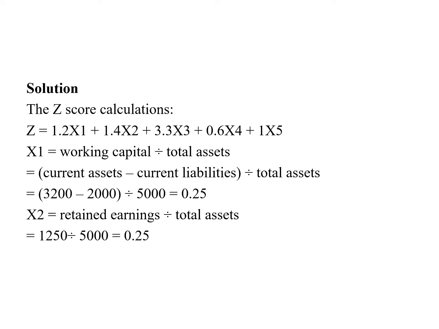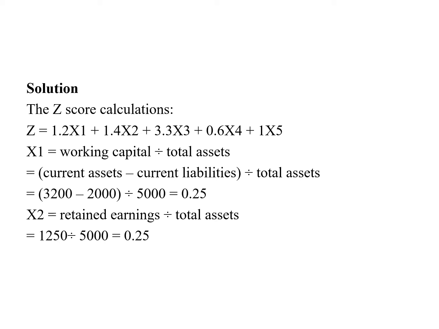If you go back to the example, you cannot find working capital. Working capital is not given. So how to calculate the working capital? Working capital equals current assets minus current liabilities. If you subtract the current liabilities from the current assets, you will get the working capital. And if you divide working capital over total assets, you will get the value of x1.